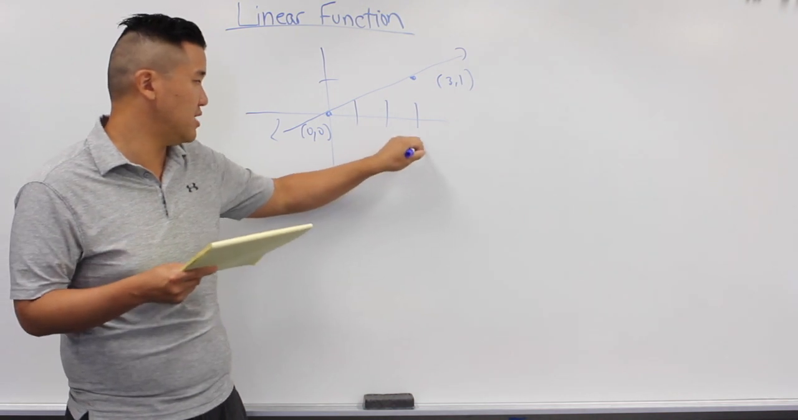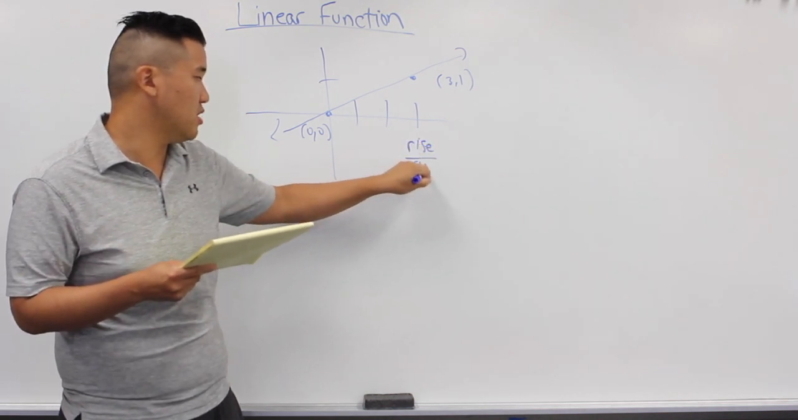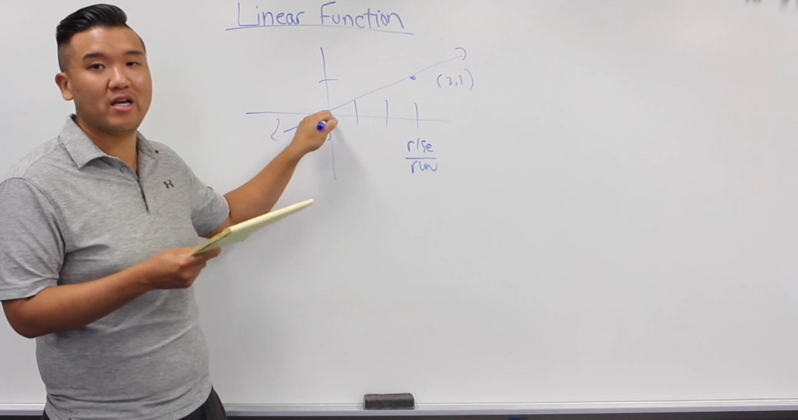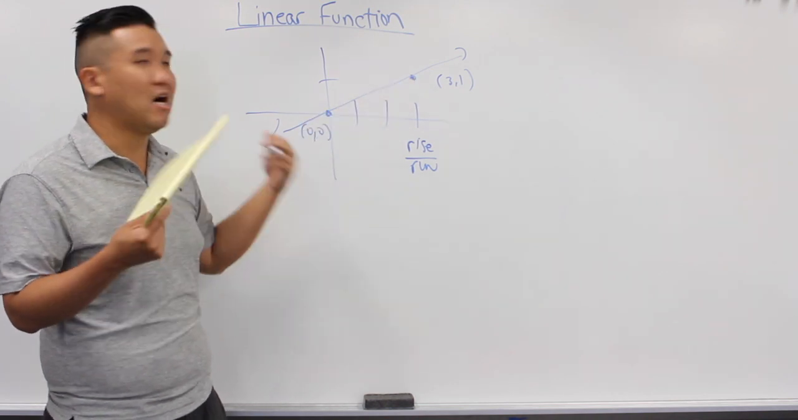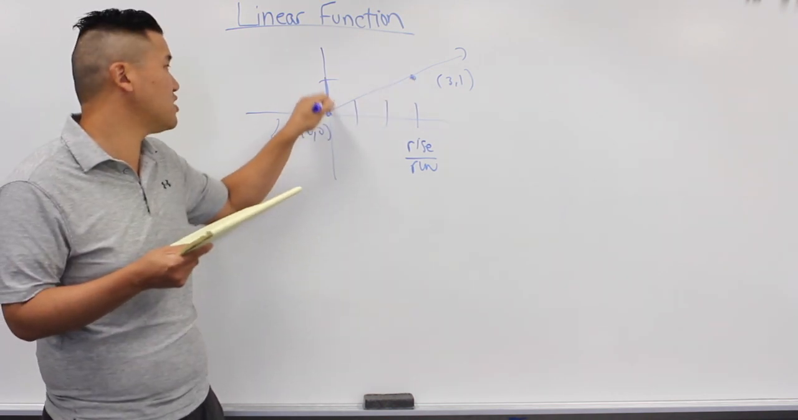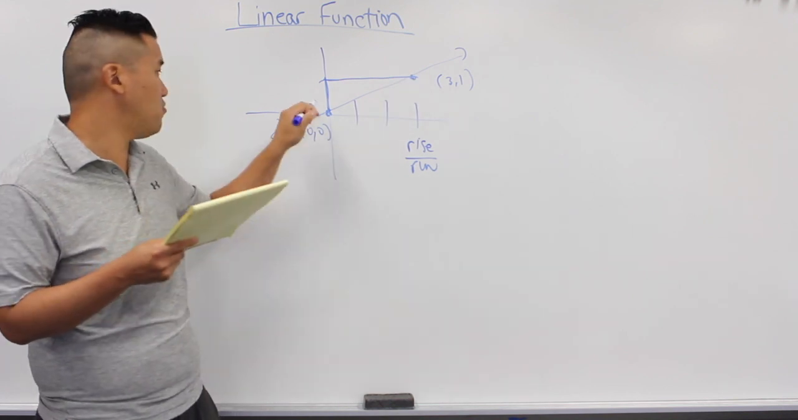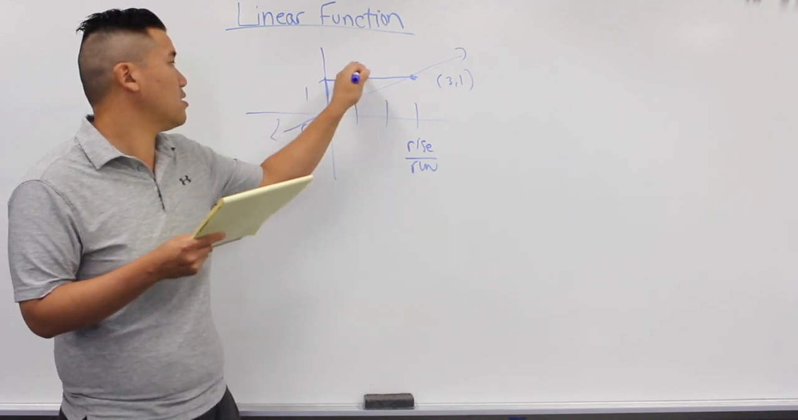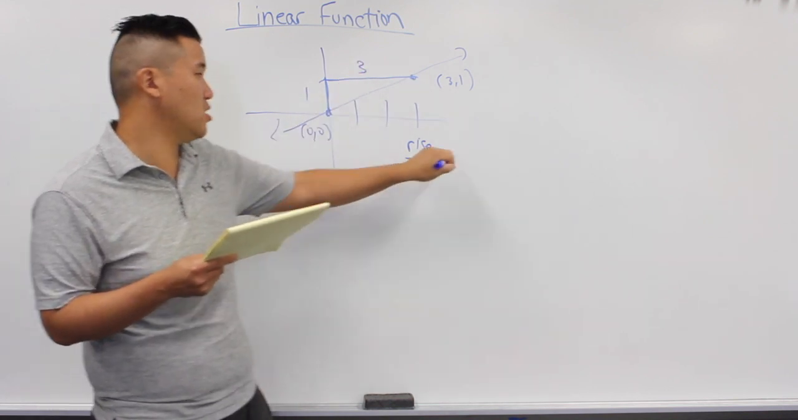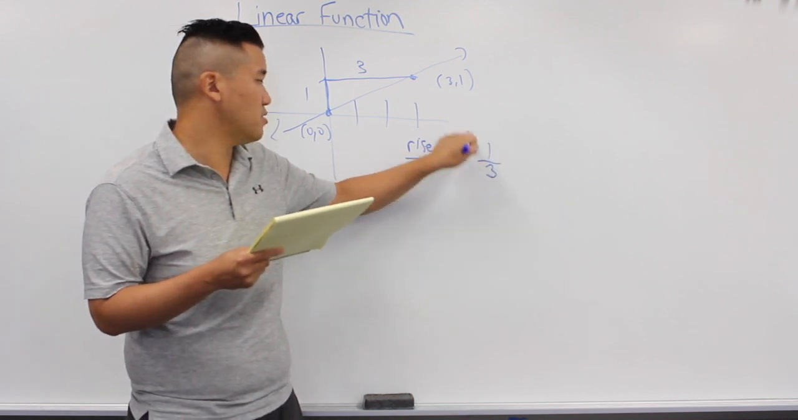We can use rise over run. So you start at one point, and you're trying to get to the other point, but how would you get there? You would rise how much, and you would run how much. So I'll rise up 1, go over 3, so my slope is 1 over 3. So that's my slope.